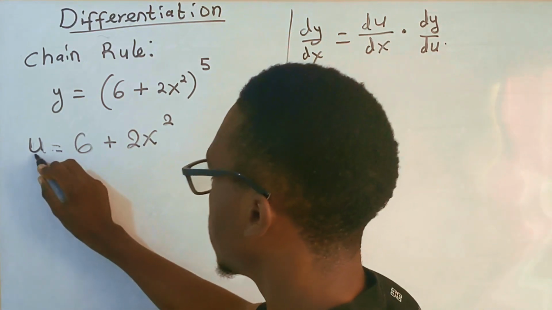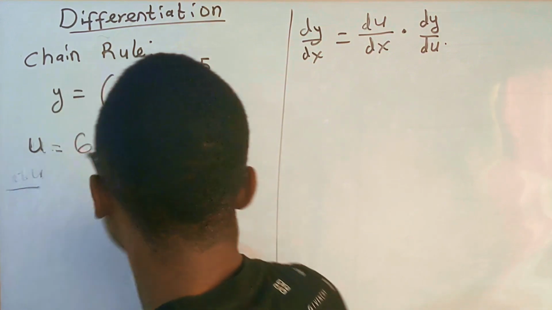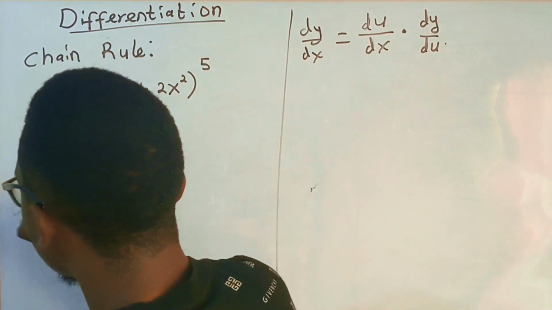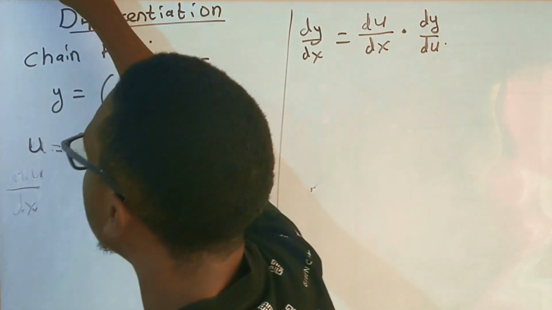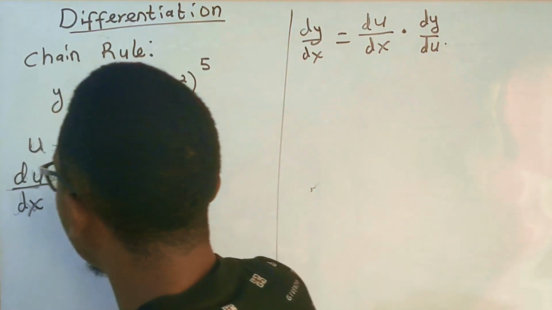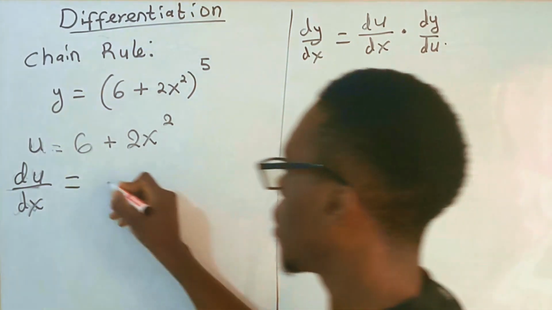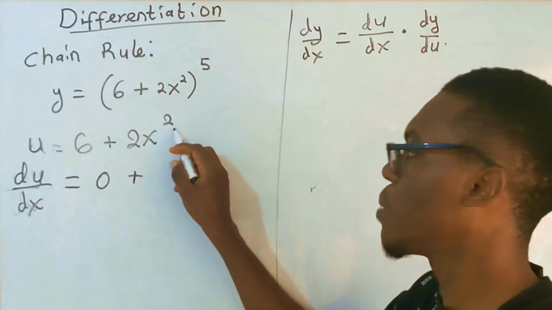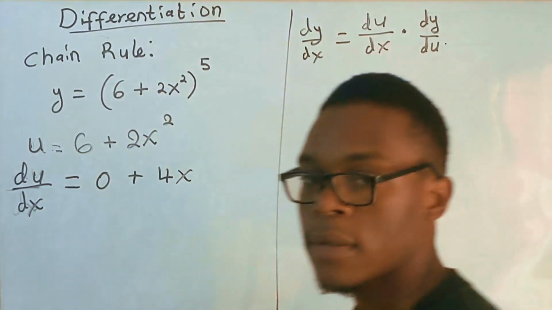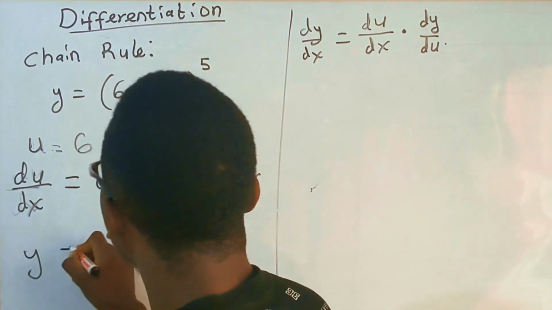Hence, we differentiate u. That is in terms of x, and that will be du over dx. Take this, we have du over dx. That will be equal to what? If you differentiate a constant, from our previous video, we said the derivative of a constant is 0, plus you differentiate this: you bring down the 2, that is 2 times 2, you have 4x to the power 2 minus 1, that is 4x. So du over dx is equal to 4x. Hence, our y is equal to u to the power 5.